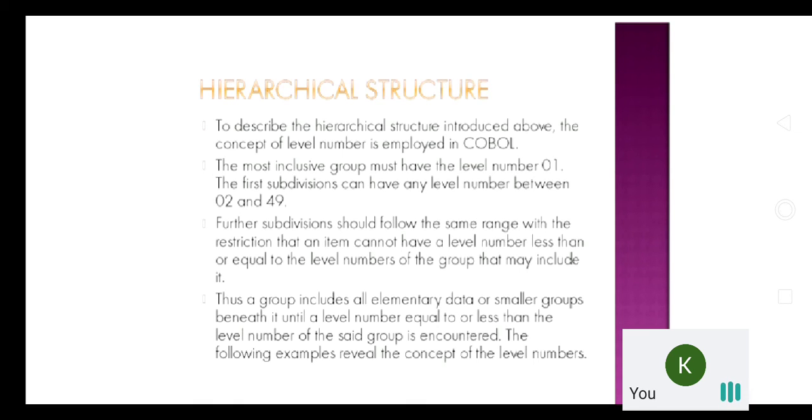With those examples, you will get a clear idea of how we use those level numbers. For the most inclusive group, you will have the least level number, and for subdivisions you will have level numbers greater than the most inclusive group. That is the important rule we have to follow while using this hierarchical structure. And this group includes all elementary data items, or it may further be a smaller group. So the next slide.